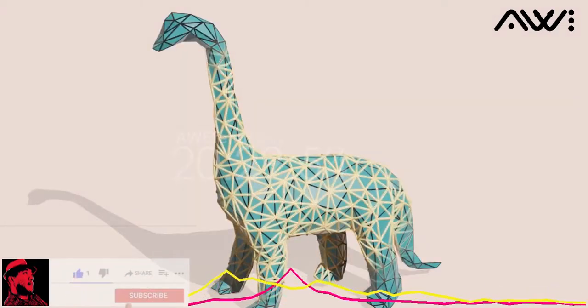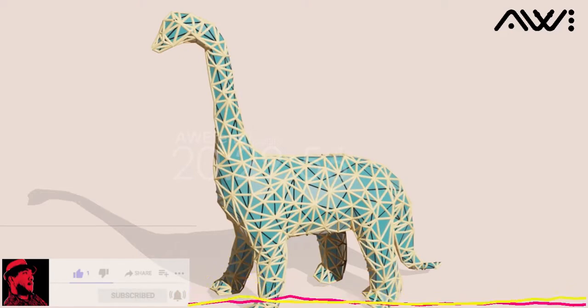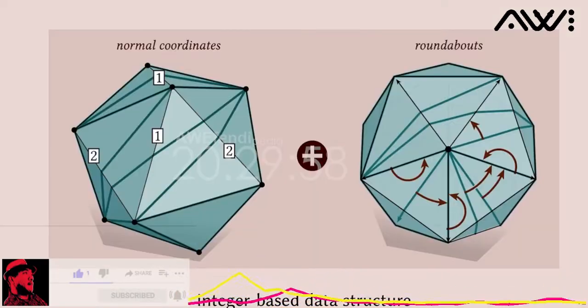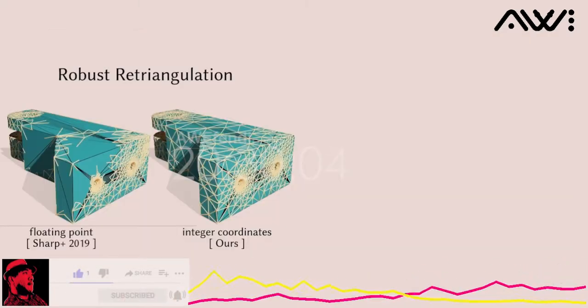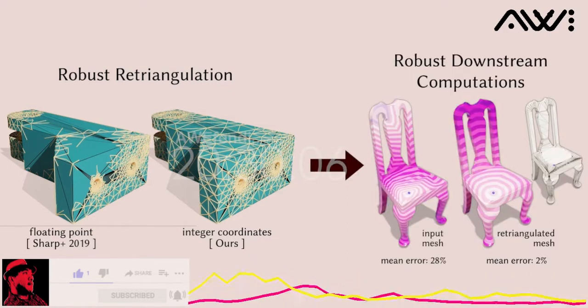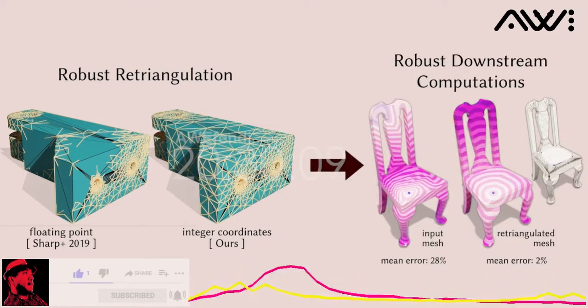Moreover, we can represent a whole new triangulation sitting along the mesh in the same way. We use this simple idea to build a robust data structure for intrinsic mesh processing. Our data structure allows us to robustly retriangulate low-quality meshes, which in turn greatly improves the robustness of downstream algorithms such as geodesic distance computation.